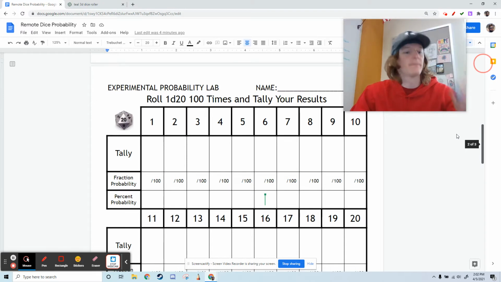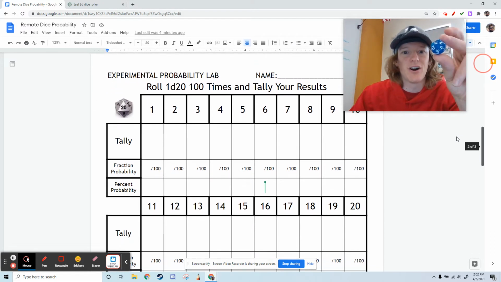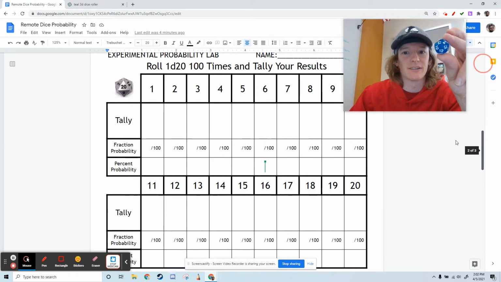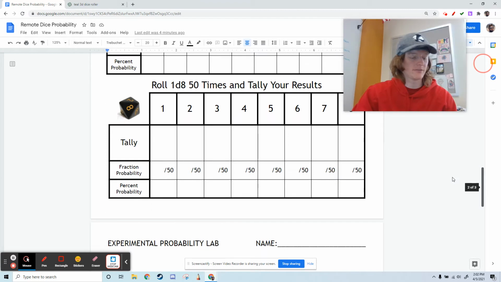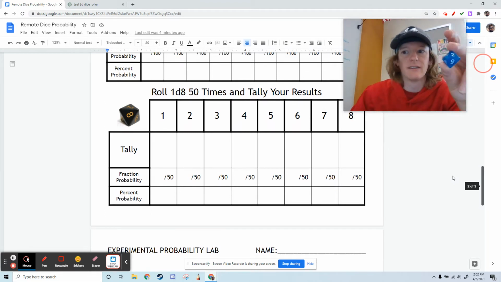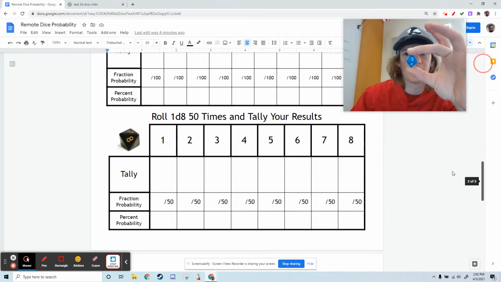The next one, we're going to do this 20-sided die. We're going to do it 100 times. We're going to tally our results. And then for the last one, we're going to use this 8-sided die. This kind of looks like a diamond, like a little square pyramid on top of an upside-down square pyramid. That's what that one looks like.